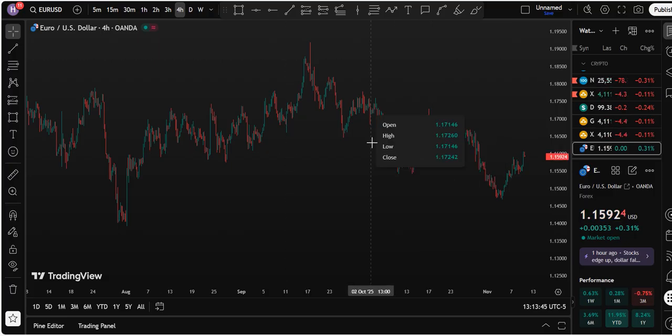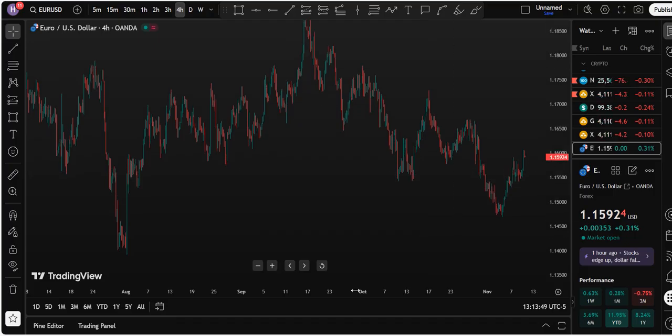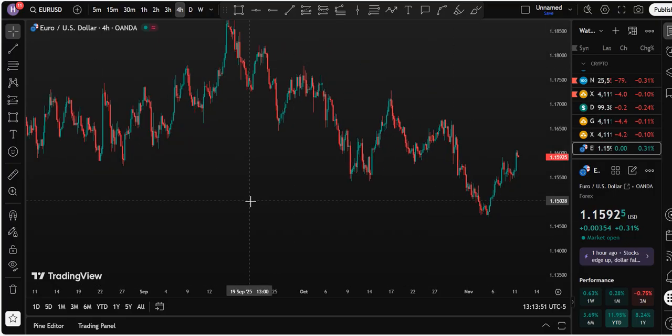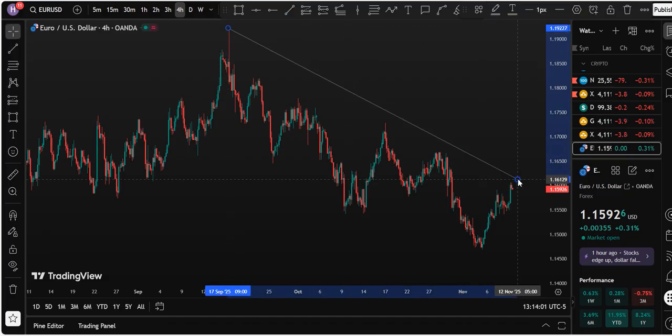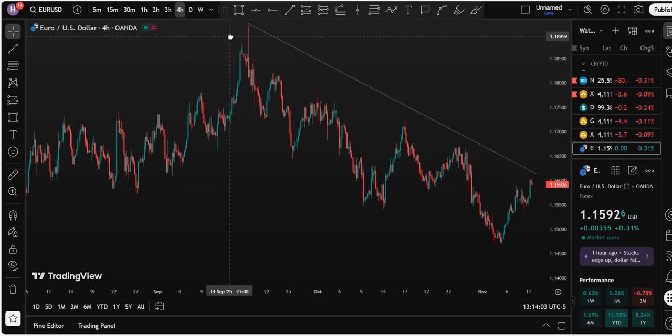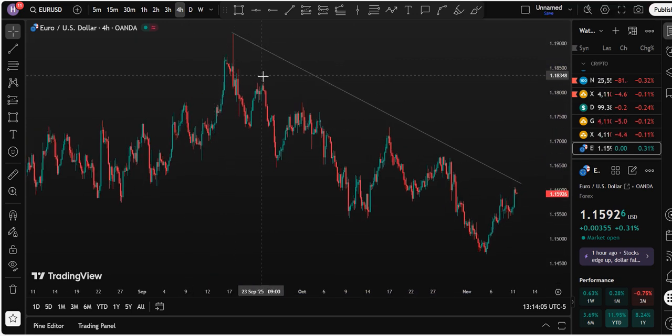Looking at the chart right now, you can see this is the Euro USD. The Euro USD is going down. Let's just focus on this section right here. The Euro USD has been going down from this high here. When we're talking about the trend, looking at this overall trend, this is a bearish trend. The price is going to the downside.